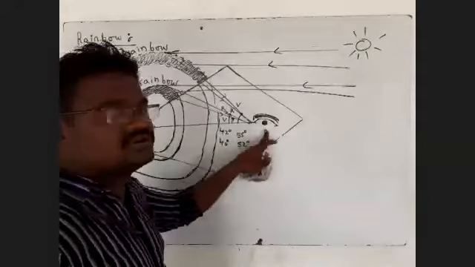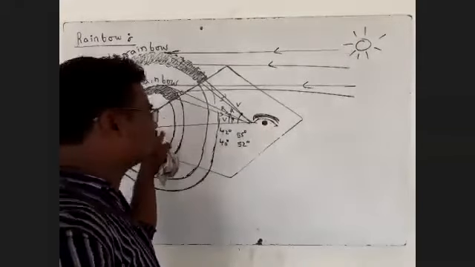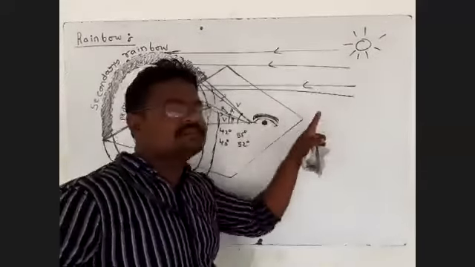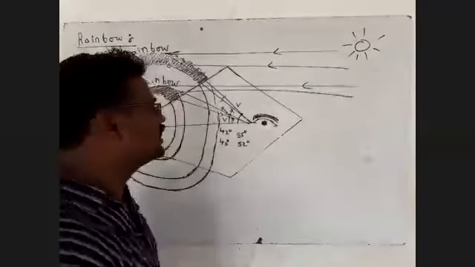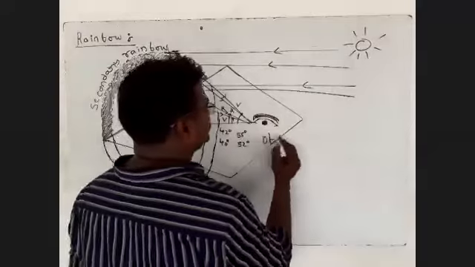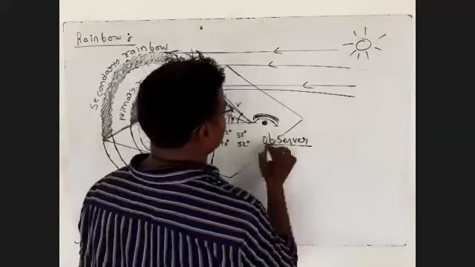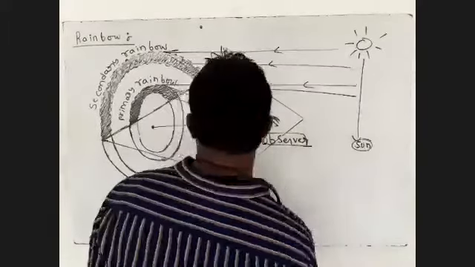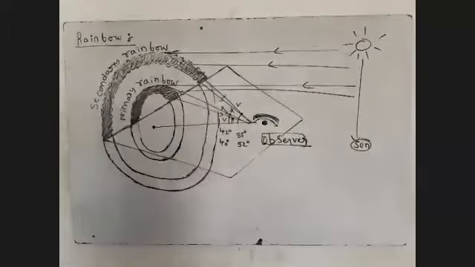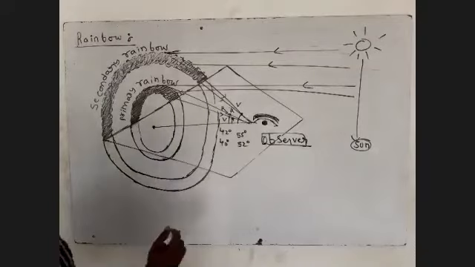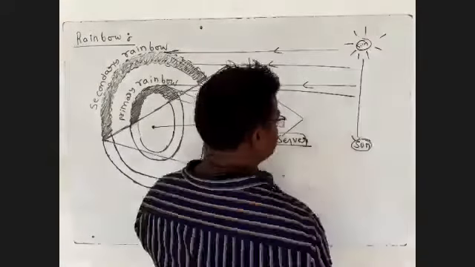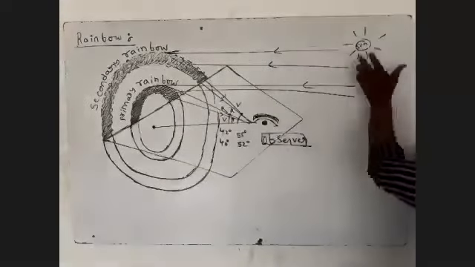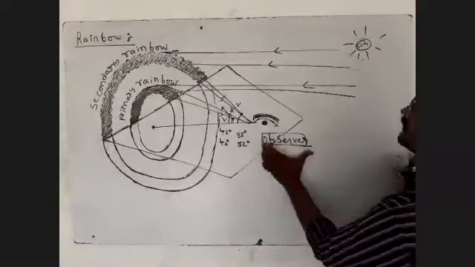This is the observer. The rainbow is in front of the observer, but the sun is behind the observer. This is the observer, this is the sun, and this is the rainbow. So what you see finally, the sun's light disperses, and the rainbow is formed here.